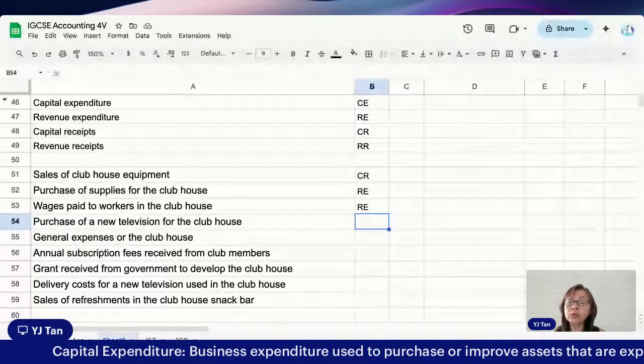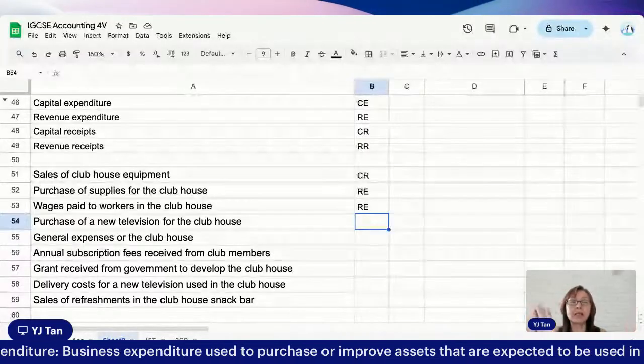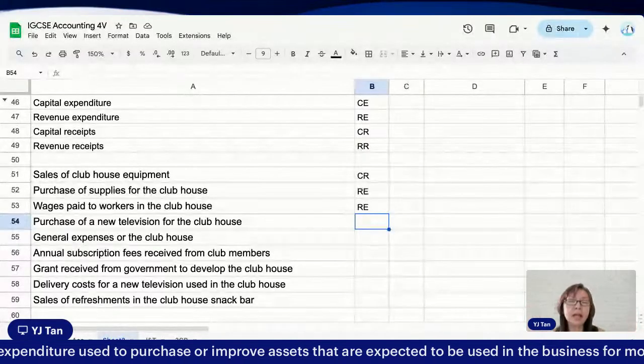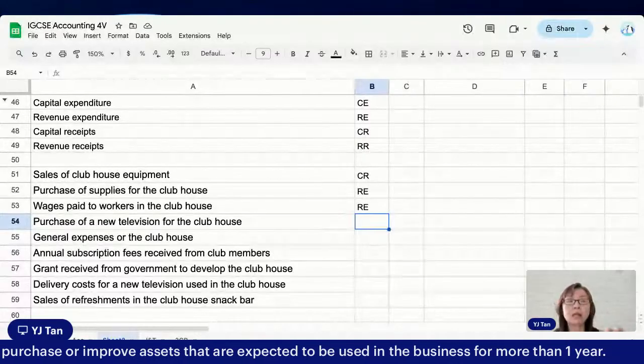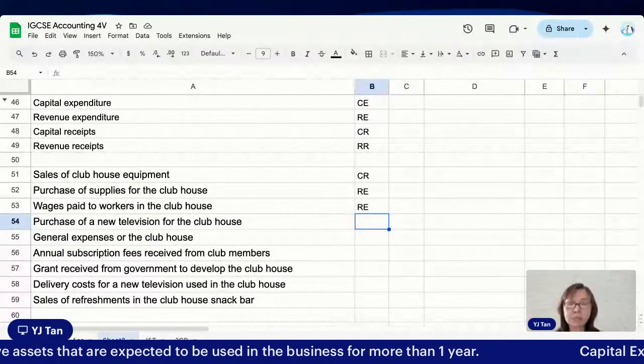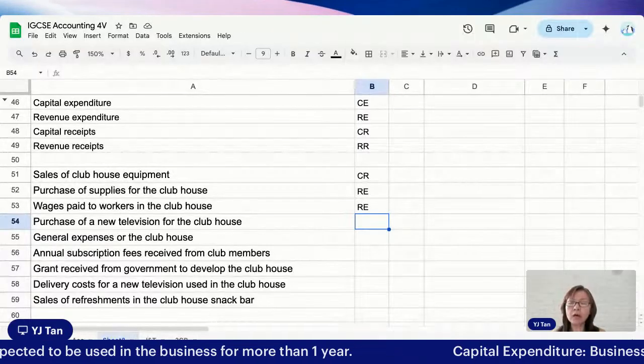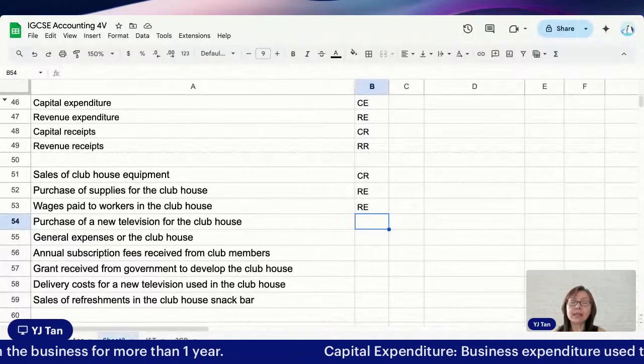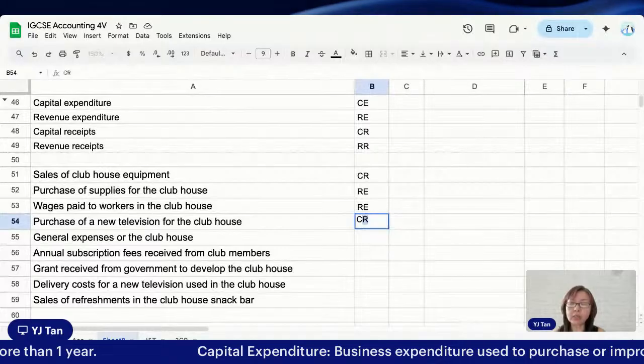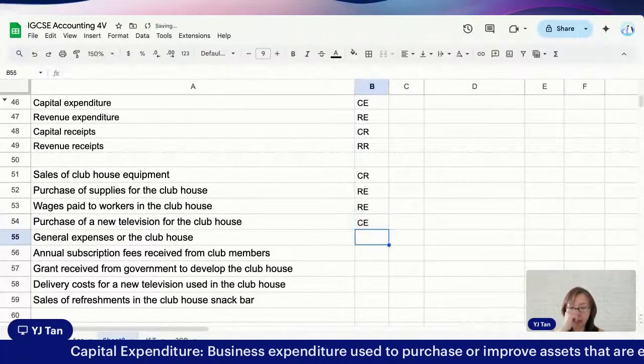The next thing, purchase of a new television for the clubhouse. This television will be placed in the clubhouse and is considered an asset. And this item will last for long, just like the equipment, same thing. So it is considered an expenditure, but it's not a revenue expenditure. It's considered capital expenditure.